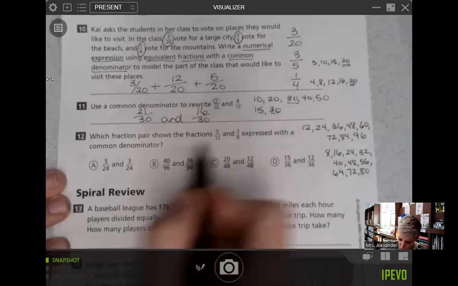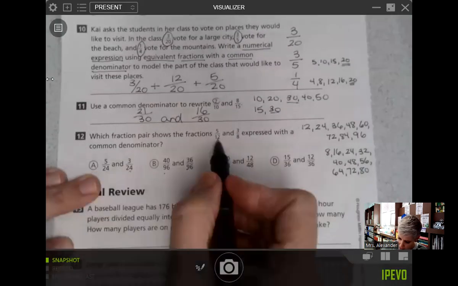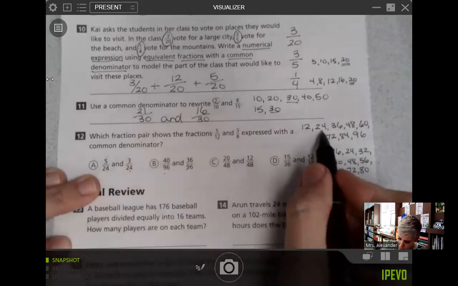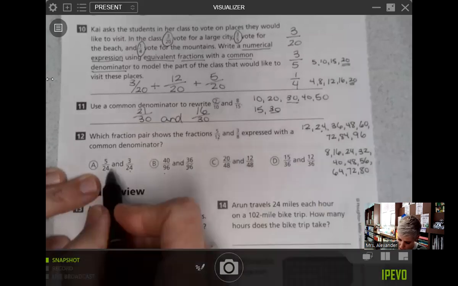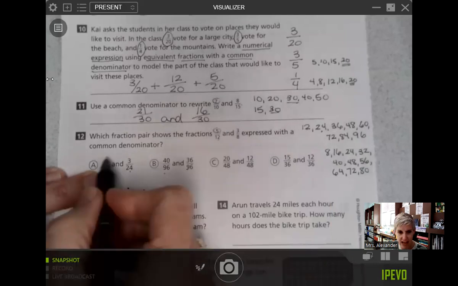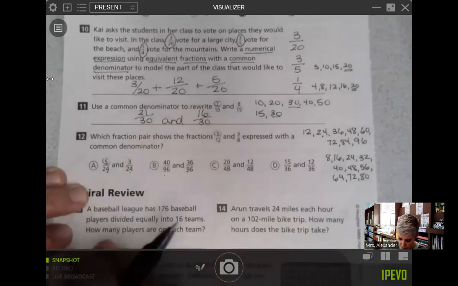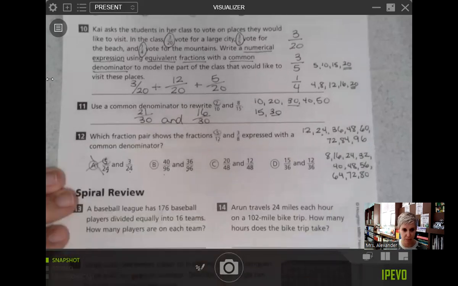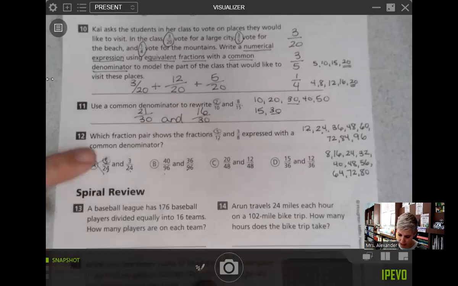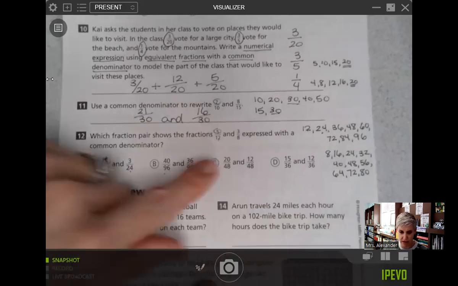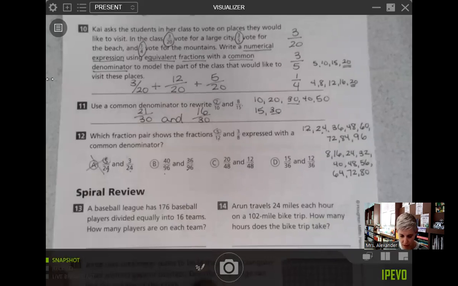If I adjusted to 24ths, 12 24ths would be 10 24ths. Notice that 5 in the numerator didn't change. So right away, I'm not even going to check the rest of that because that is not even the correct matching fraction or equivalent fraction for 5/12.